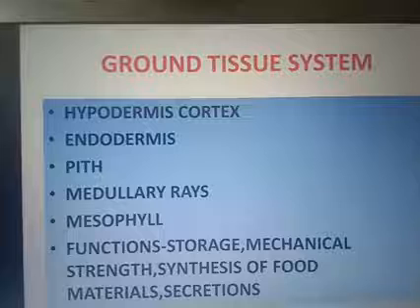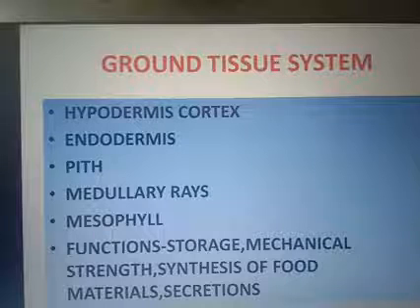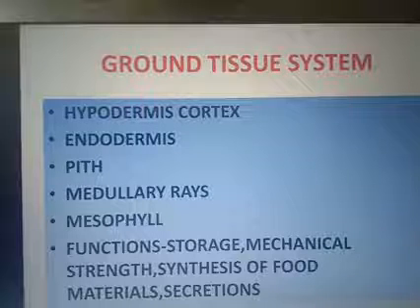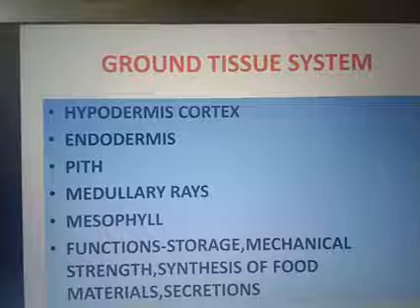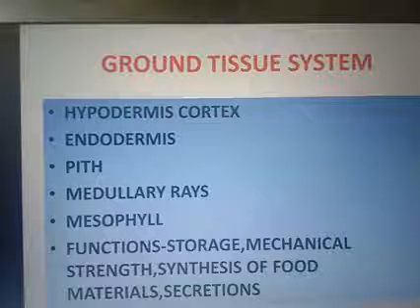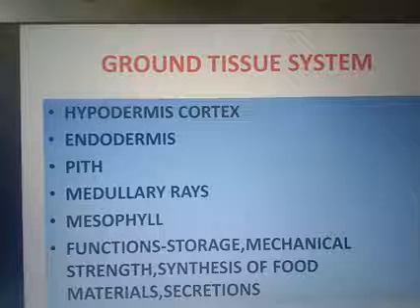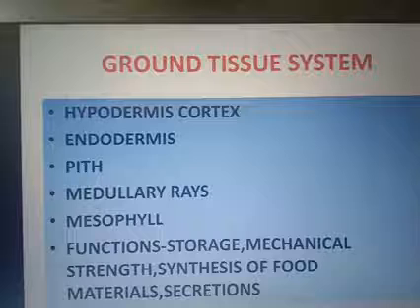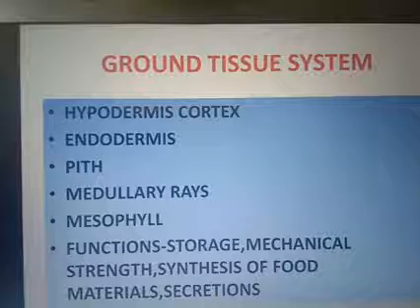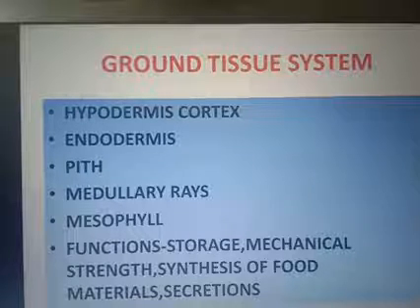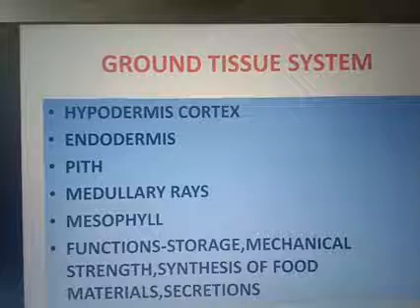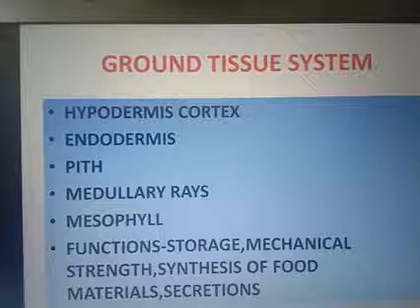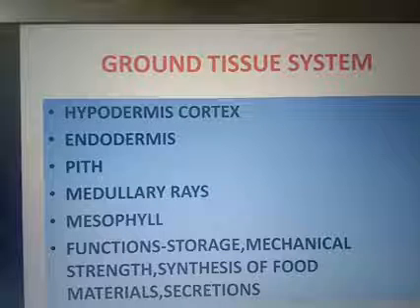The main functions of the ground tissue system are storage, mechanical strength, synthesis of food materials, and secretion. Storage of food materials and synthesis of food materials. It also provides mechanical strength, and sometimes secretions.